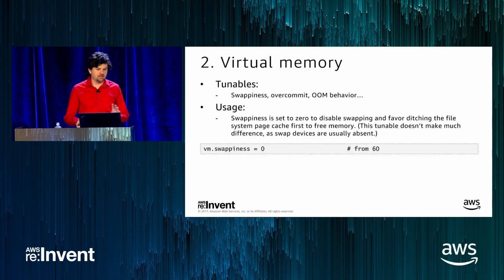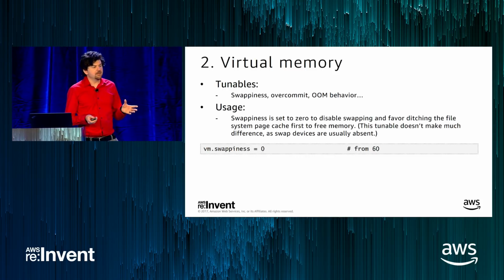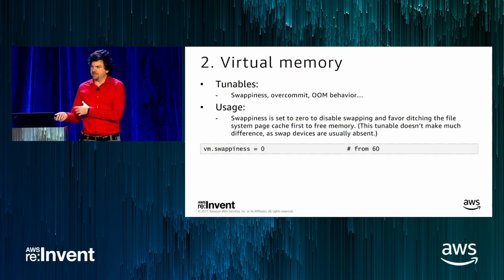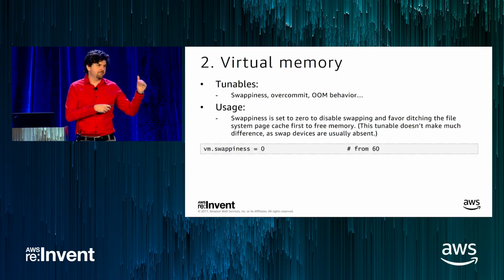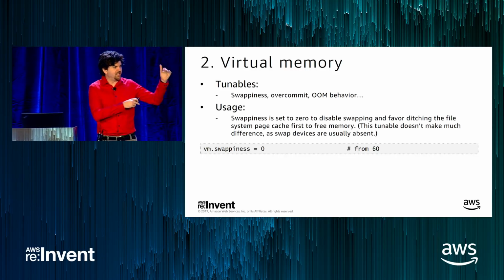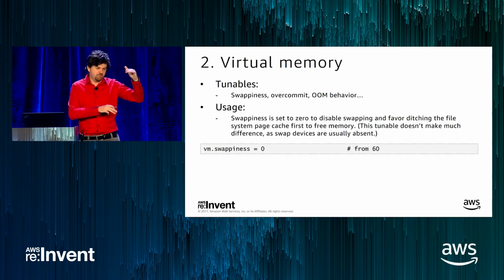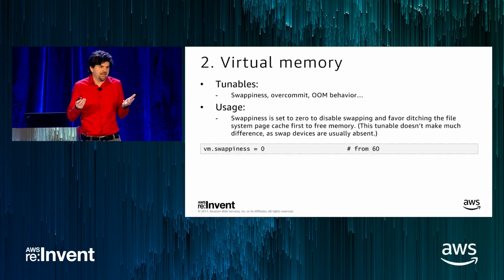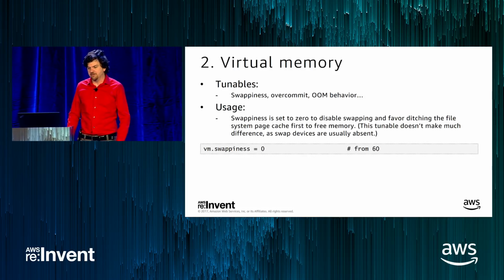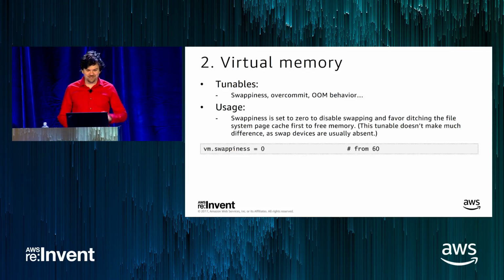And of course the tunable for swapping helps you pick between ditching memory and favoring the file system cache, or favoring keeping application memory in main memory. So do I want to make sure the application is in main memory, or do I want to move some out to a swap device to free it up for a file system cache? We just don't play that game at Netflix. We don't have the swap devices configured, at least on all the microservices I'm familiar with.